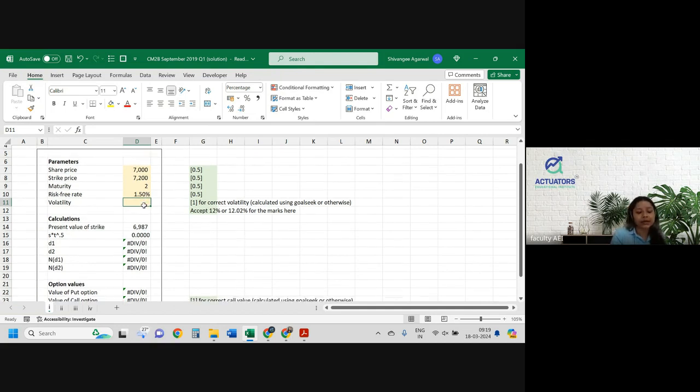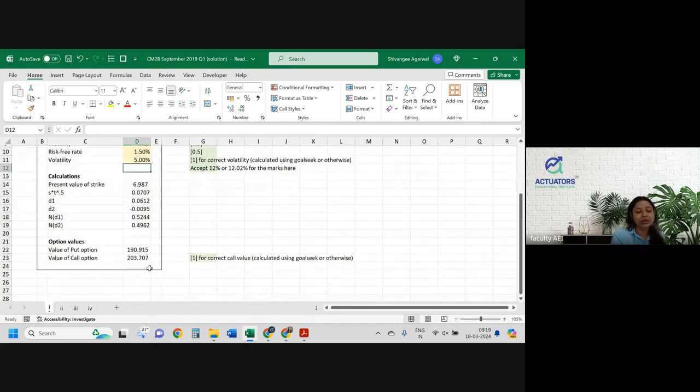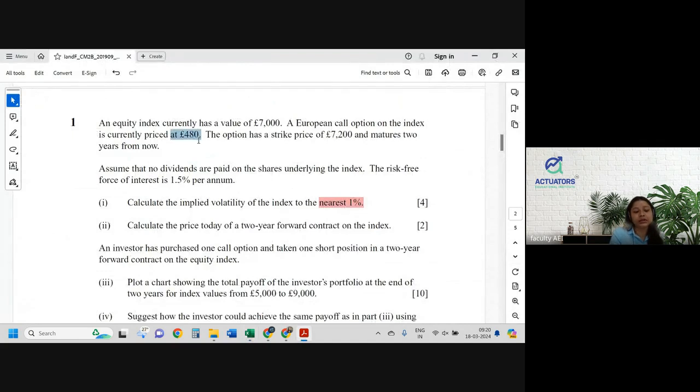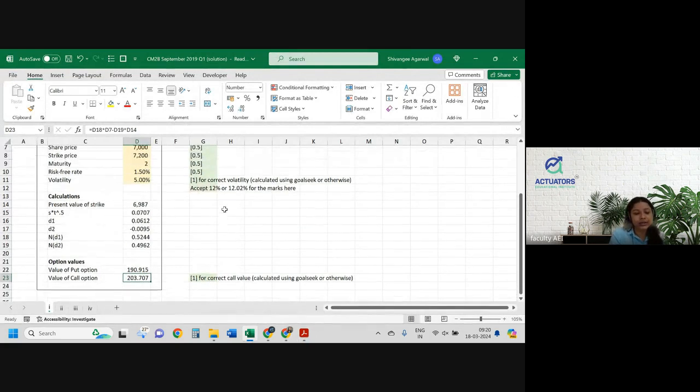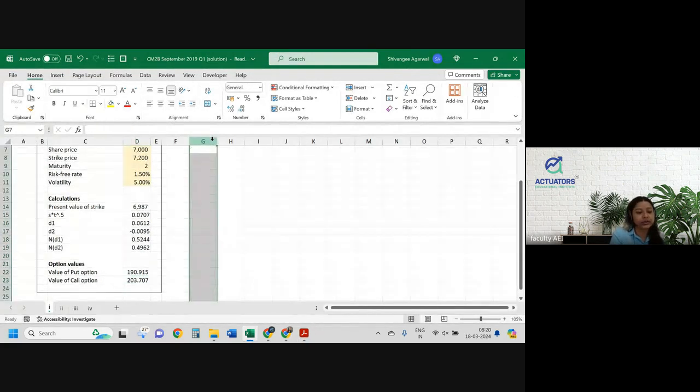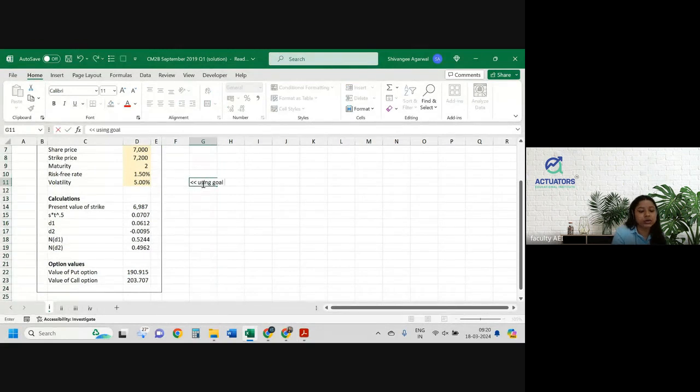Now this is something that we have to find, the volatility part. For the time being we can take, let's suppose, 5%. Now, if I'm taking sigma as 5%, this is the value of the call option that I'm getting. We know from the question paper that the value of the call option needs to be 480. So we'll be using goal seek. If I just quickly remove this, I'll be writing over here using goal seek.